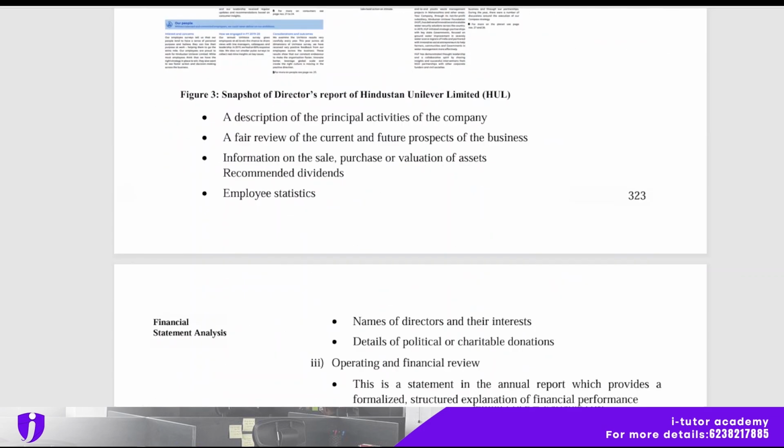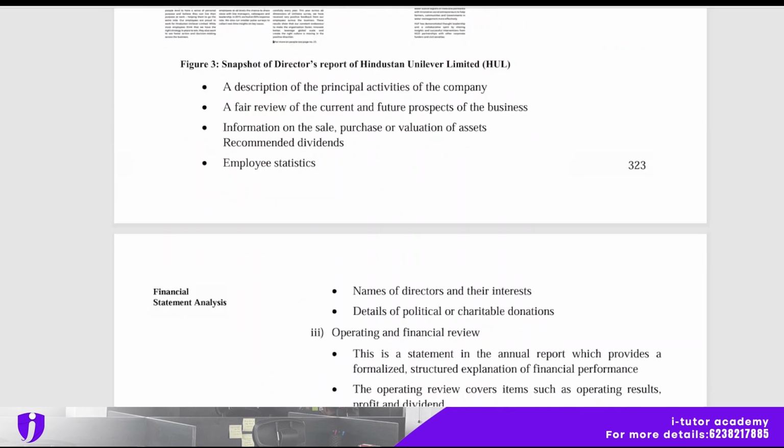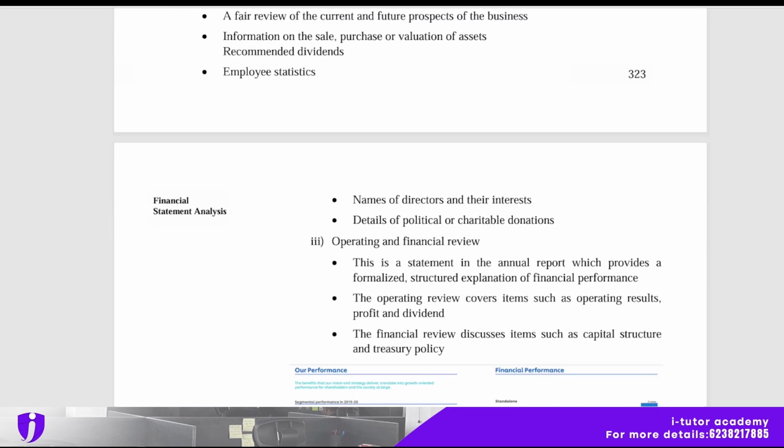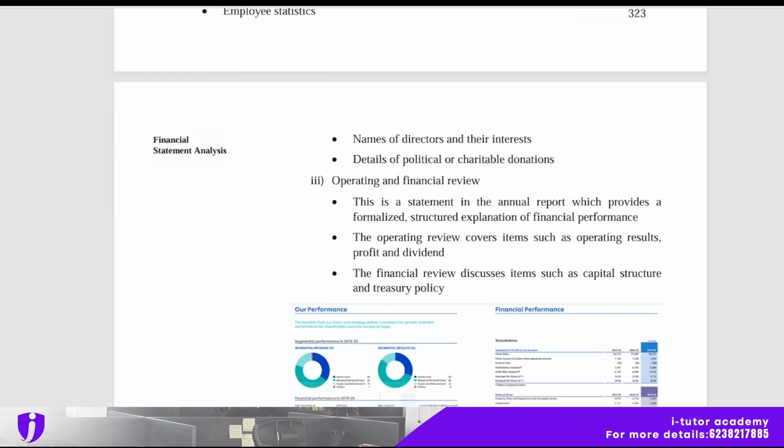And this is the snapshot of directors report of Hindustan Unilever Limited: a description of the principal activities of the company, a fair review of the current and future prospect of the business, information on the sales, purchase, or valuation of asset, recommended dividends and employee statistics, name of the directors and their interest, detail of political or charitable donation, etc.